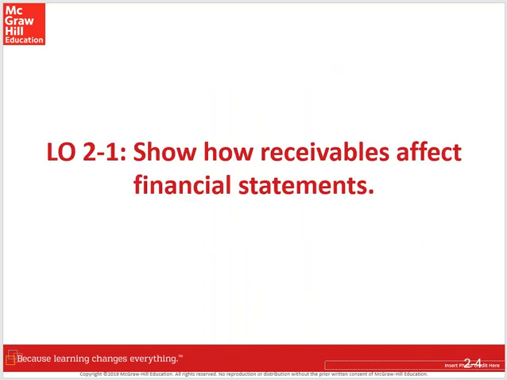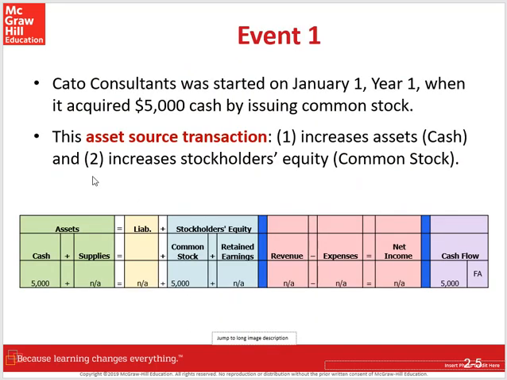So we're going to look at receivables in these upcoming transactions. We're looking at the company Cato Consultants. Cato Consultants was started on January 1st, year 1, when it acquired 5,000 cash by issuing common stock. Now we talked about this last chapter. Somebody went through the effort of forming this corporation, and they don't just magically acquire cash. Somebody put their hard-earned money into the business as an investment. So we've recorded this before. Let's keep practicing. What two accounts are affected here? It's cash and common stock.